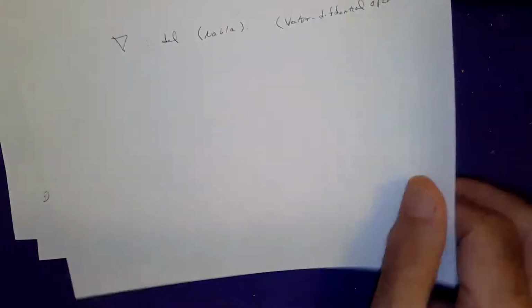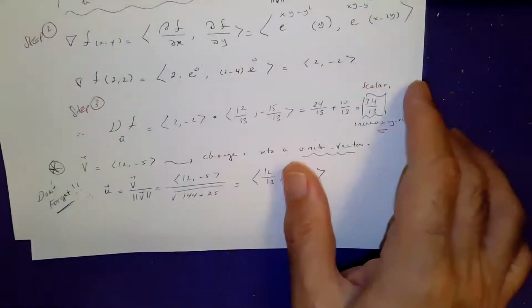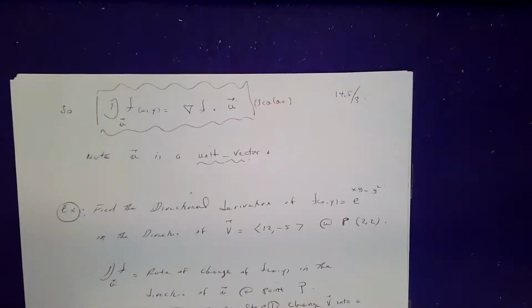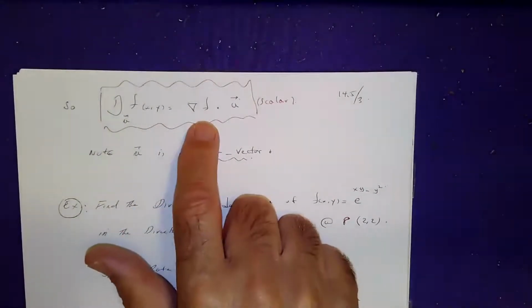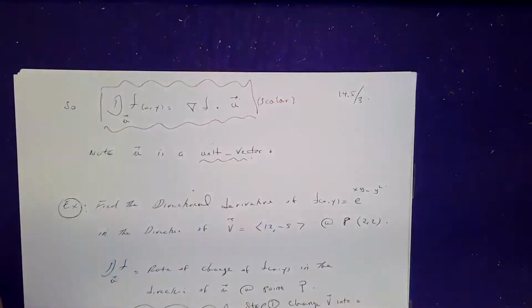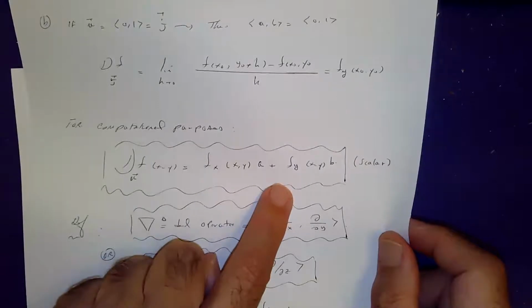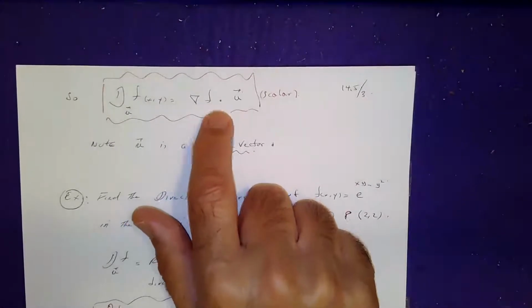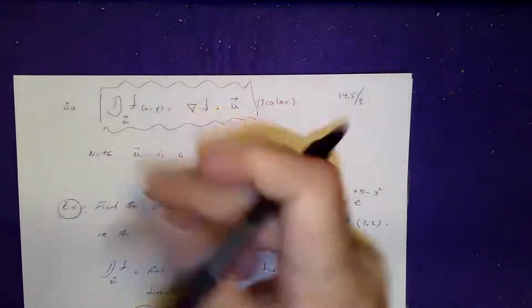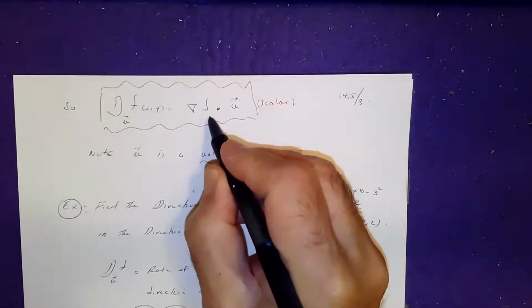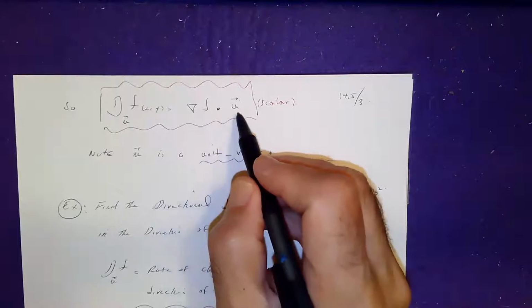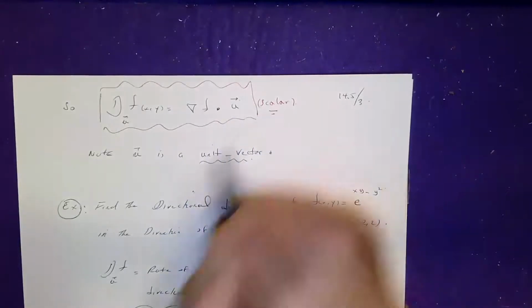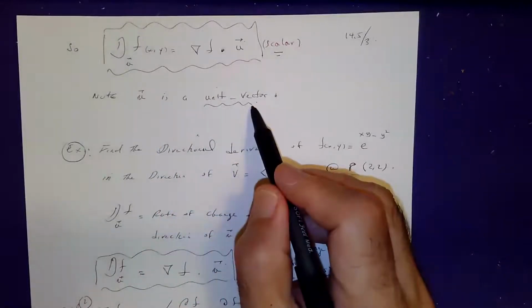So the idea is this. Now that we know what the gradient is, we can rewrite the formula, which was right over here. Okay, this formula right here, in terms of the del operator. In other words, that would be the same as the gradient of f dotted with the unit vector. So that's what this is: the gradient vector of f dotted with u.